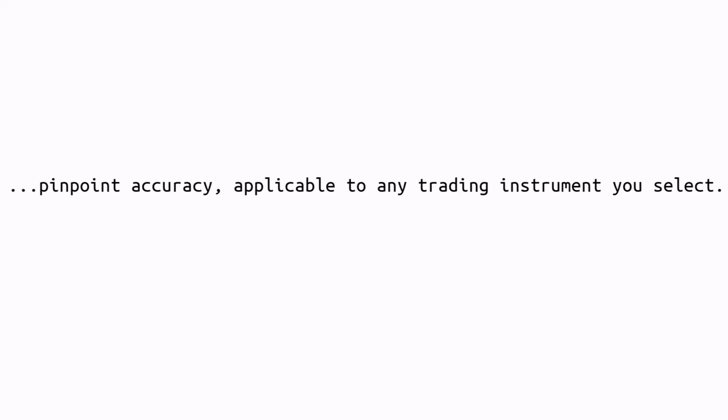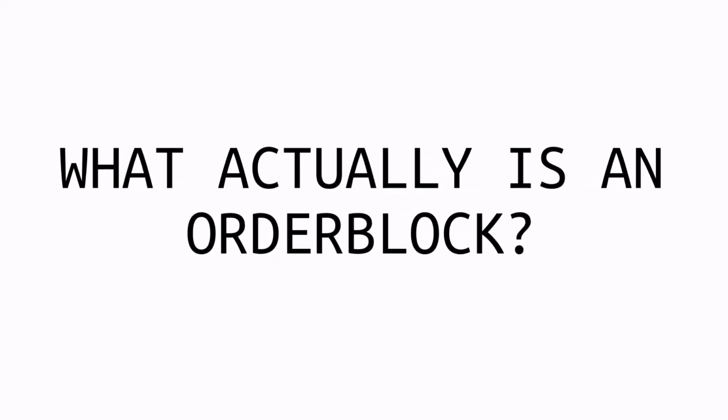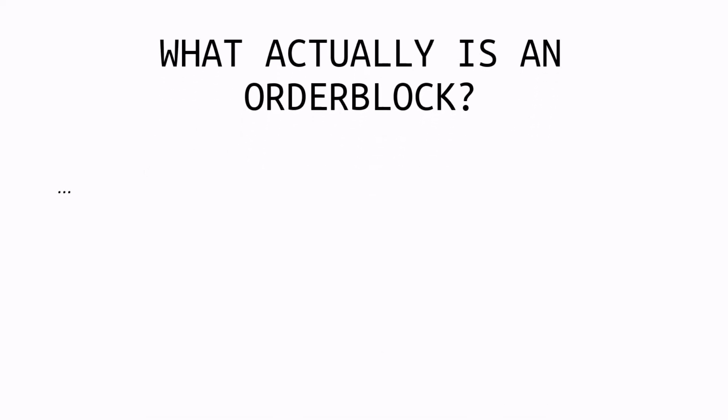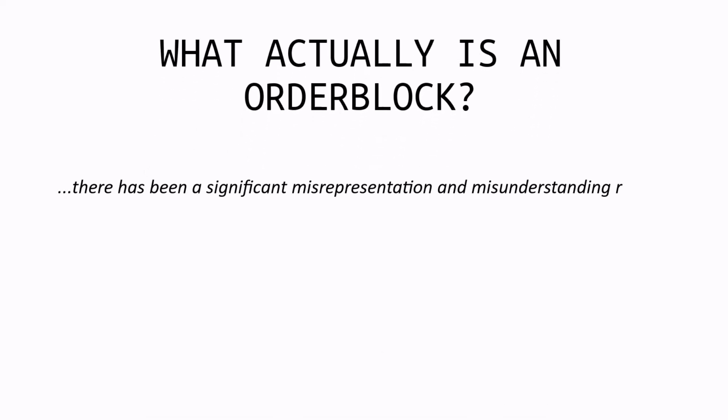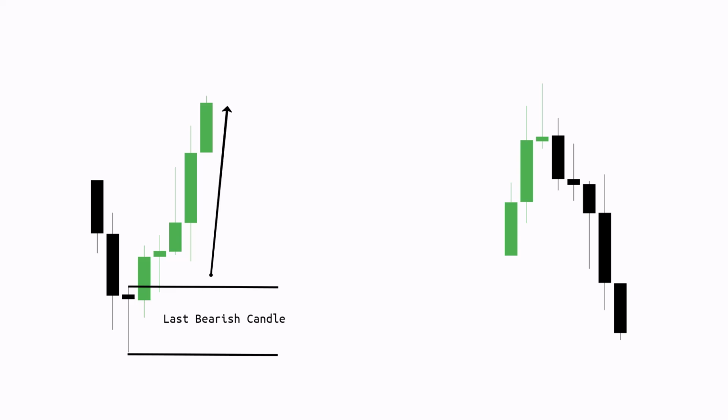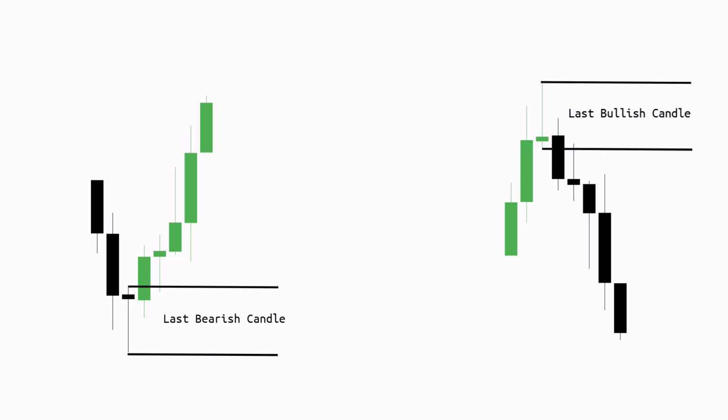Before we dive into the nitty-gritty of identifying and trading high probability order blocks, we need to get crystal clear on what an order block truly is, and just as importantly, what it isn't. There's a lot of misinformation floating around, and it's crucial to dispel these myths right from the start. There has been significant misrepresentation and misunderstanding regarding order blocks. Many believe an order block is simply the last bullish or bearish candle before a strong move in the respective direction. Specifically, they say it's the last bearish candle before a major bullish surge, or the last bullish candle before a significant bearish drop. However, this explanation lacks logical depth.